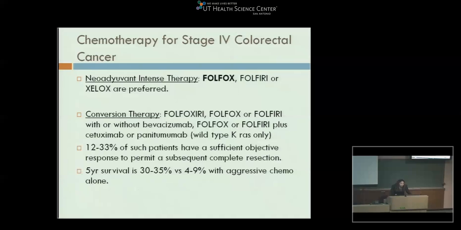And in this case, you use pretty much the same ones, the FOLFOX, FOLFOX0, FOLFIRI, and then you add a biologic. In these cases, in the patients that you give conversion therapy, 12 to 33% of these patients have actually a sufficient objective response to permit subsequent complete resection. And what's so important is that the 5-year survival of these patients is as high as 30 to 35% compared to 4 to 9% if you only give them chemo.